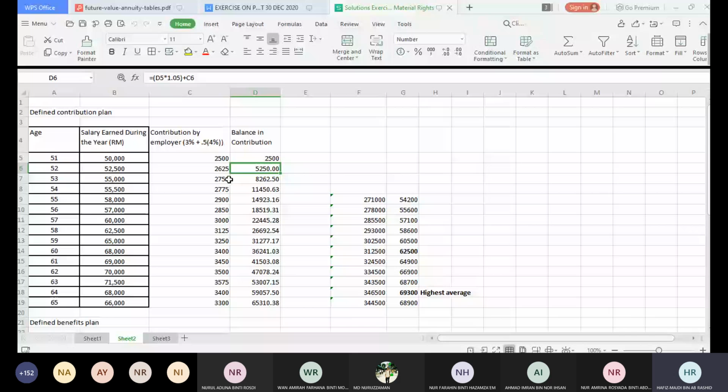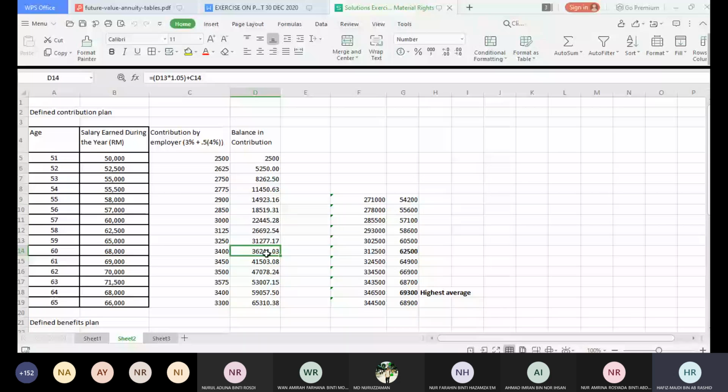So if the question asks you what will be the balance at the age of 55, then you just look into the row age 55, and then you will get the balance in terms of the contribution by the employer. If it's at the age of 60, then you just refer to the age of 60, and finally at the normal retirement age.